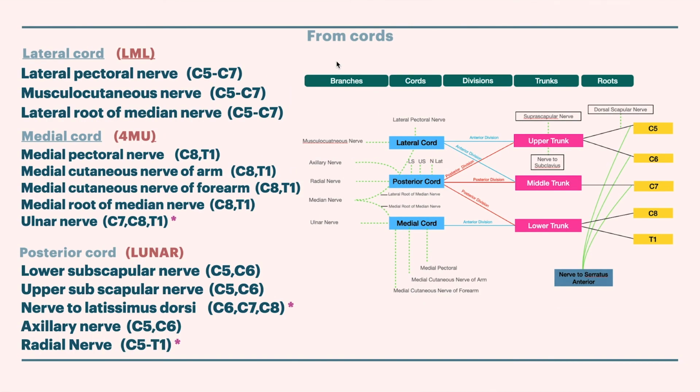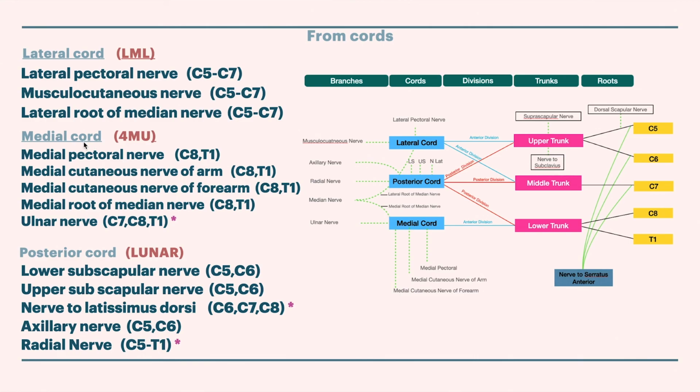In the last slide, we can see the branches coming off from the various cords, and we'll be discussing their root values. From the lateral cord, we have lateral pectoral nerve, musculocutaneous nerve, and lateral root of median nerve. All of their root values are C5, C6 and C7. You can see in the picture that C5, C6 and C7 take part in the formation of the lateral cord, which gives these branches.